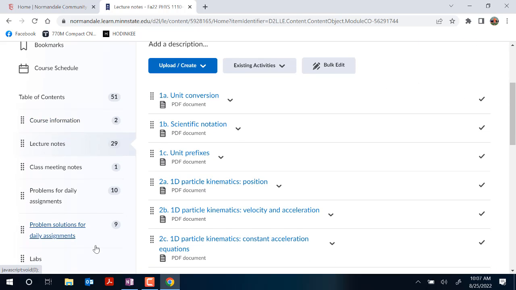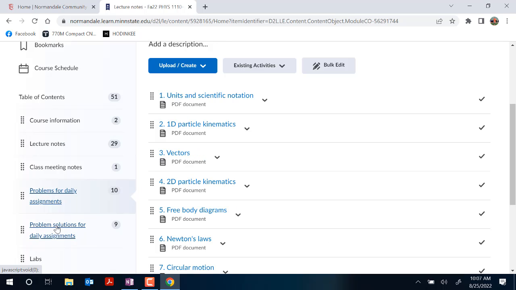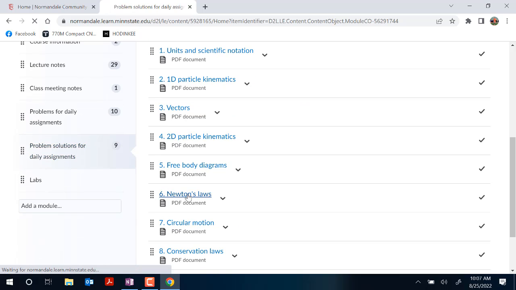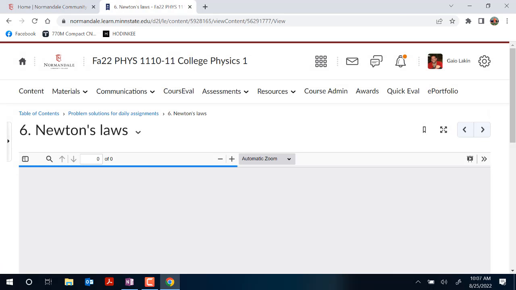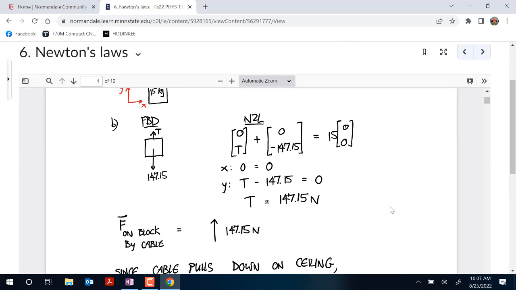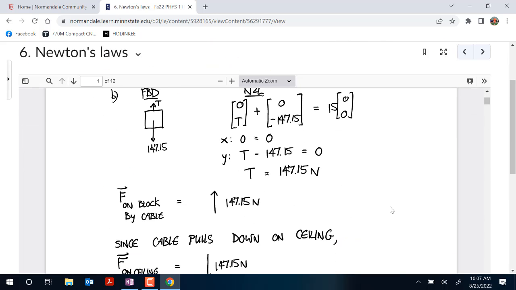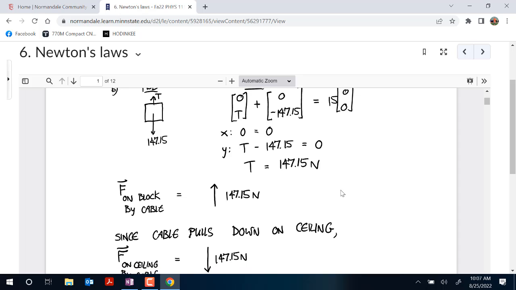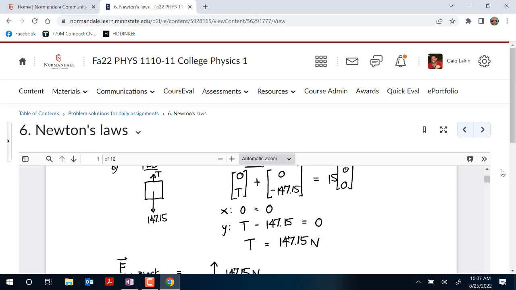All the problems that I'm going to assign for the daily assignments are here. Solutions to all of those daily assignments are here. I'll talk about that more as I go through the syllabus. But whenever you're working on a problem that I've assigned, and you get stuck, you can go to the solution, get a hint on how to proceed, then go back. And I'll talk about that more in a second, but that's all already posted.